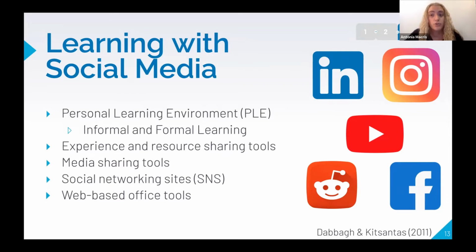Some of these examples of using social media for these environments include using experience and resource sharing tools that facilitate social discourse, such as WordPress, Twitter, Reddit, the creation of collaborative workplaces and online spaces that we've created now more than ever, media sharing tools that facilitate social tagging, YouTube, Instagram, social networking sites that facilitate the social network, LinkedIn, Facebook, and adding those educational elements such as LinkedIn Learning. And web-based cloud computing office tools that facilitate document sharing. So that's all the Google apps, for example.